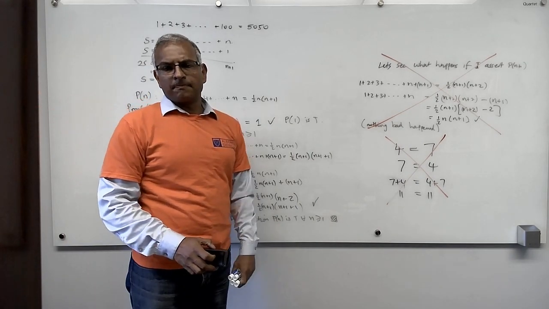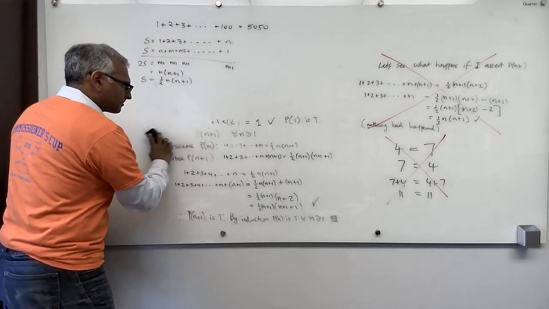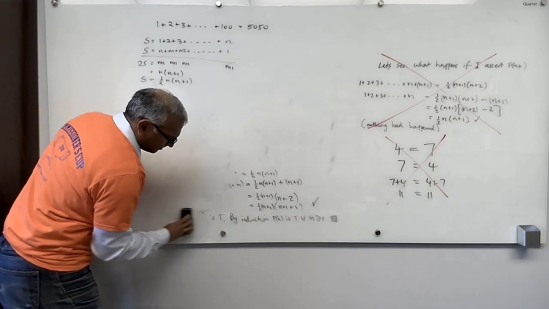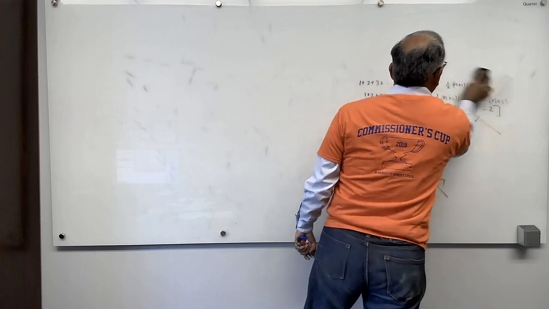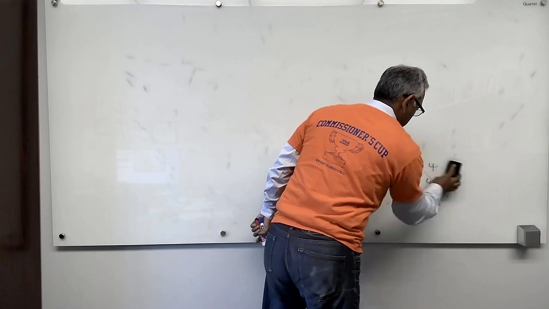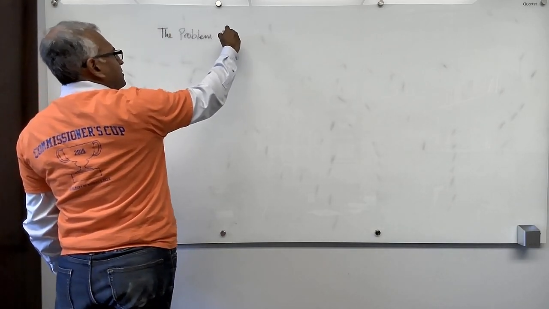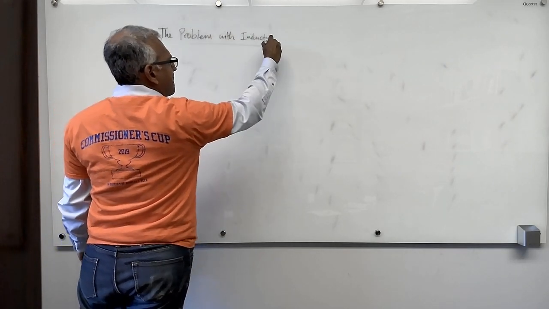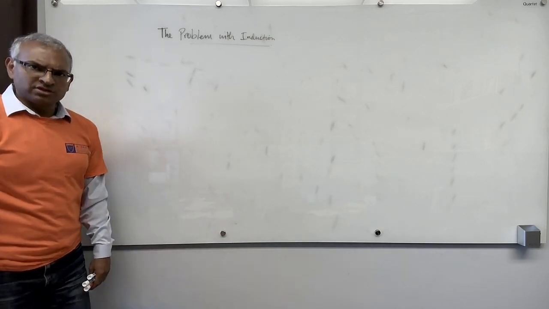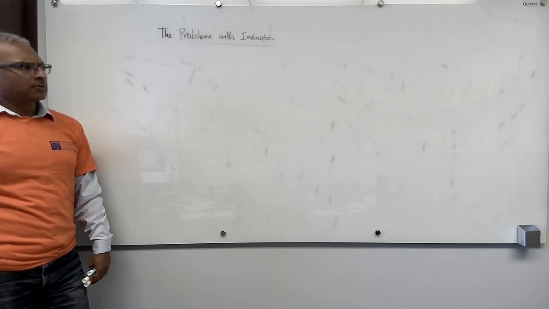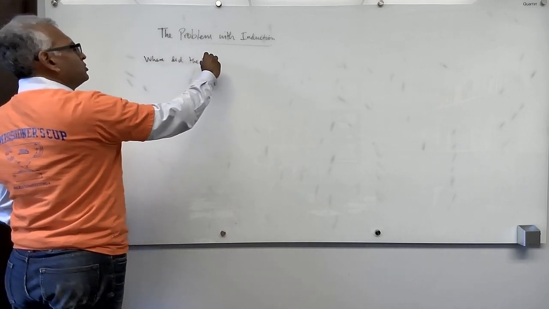Now, I want to illustrate the problem with induction. It's a real problem, and maybe you've noticed this problem with induction. Let's just imagine that I'm not the great Gauss, and I didn't come up with this formula, 1/2 n(n+1). So, the question is, where did I get that formula from? Where did the formula come from?